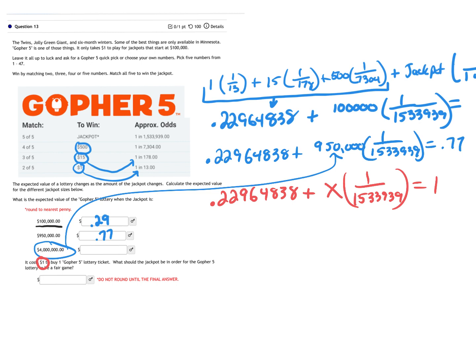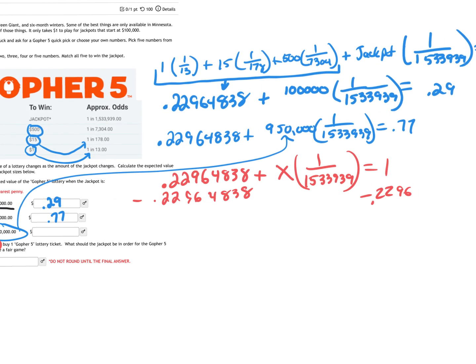So now all I have to do is solve this for X. So we start by subtracting 0.22964838 from both sides, and you get X times 1 over 1,533,939 is equal to 0.77035. Now what I have to do is multiply by the reciprocal. So if I want to get rid of this fraction here, I multiply it by the reciprocal of that.